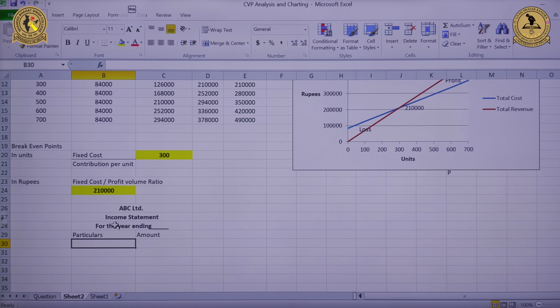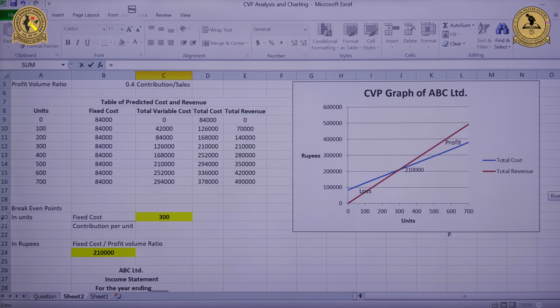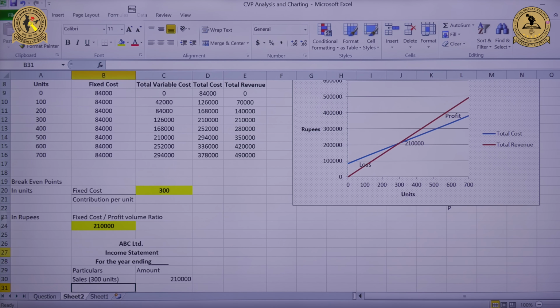Now in this case, we need to prepare this income statement at 300 units of output. So sales 300 units. Now my sales at 300 units of output, we can easily get from this table of projected cost and revenue. Now this is 2,10,000. So I need to type equals to and select this 2,10,000 and press enter. The next is less variable cost. Again, I get this information of variable cost from my table of projected cost and revenue.